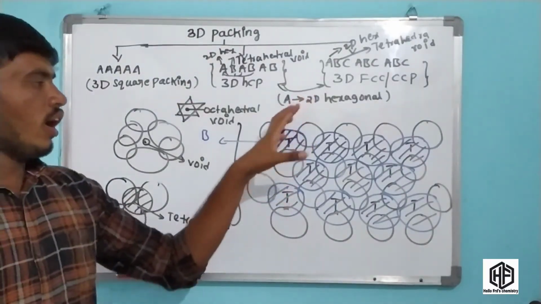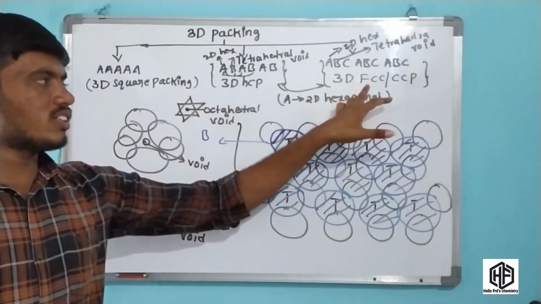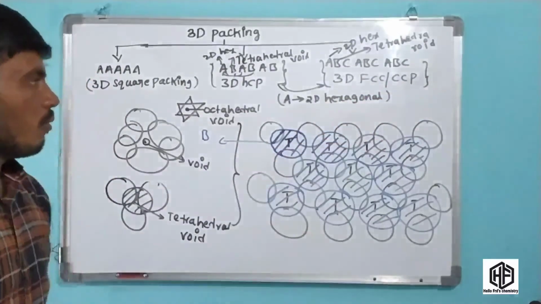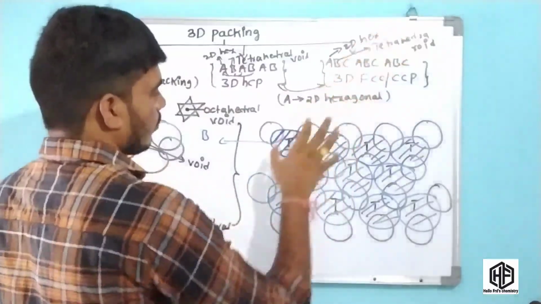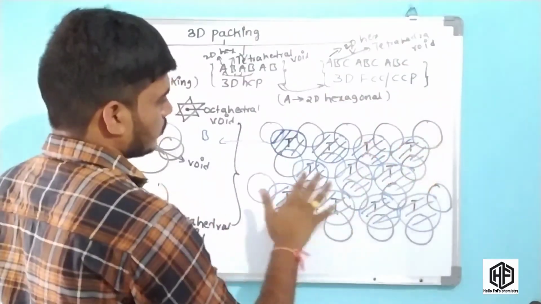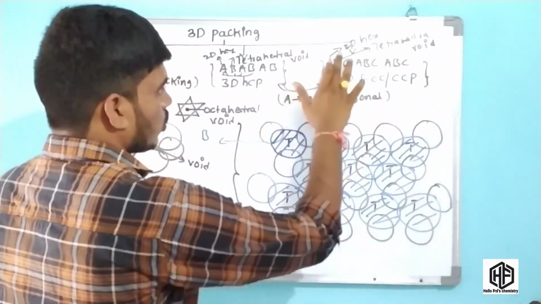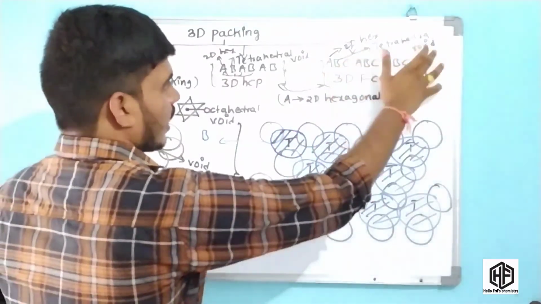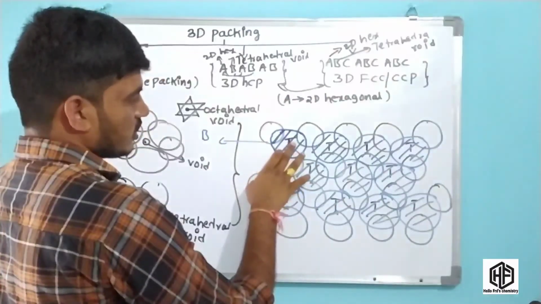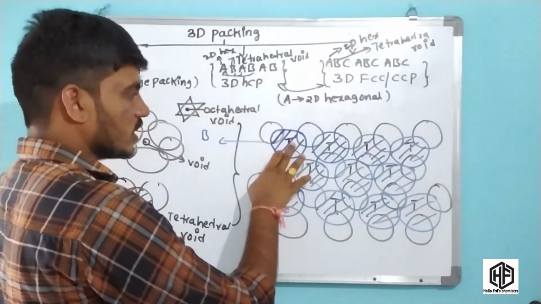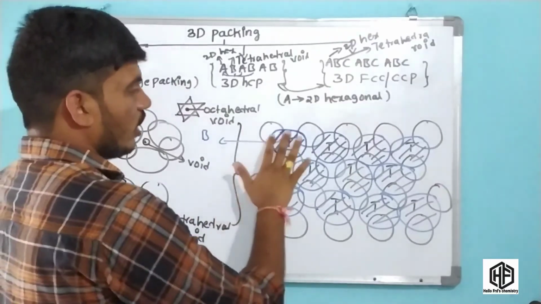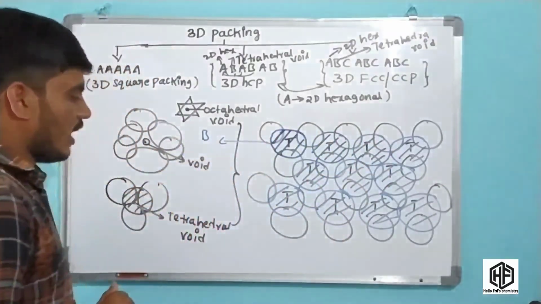Now for the arrangement of three-dimensional face-centered cubic close packing, or cubic close packing. First of all, this A is a two-dimensional close packing, and this B layer is the tetrahedral void covered. Okay friends, this is the tetrahedral void present there. This B covers the tetrahedral void. This is the arrangement of the B layer.